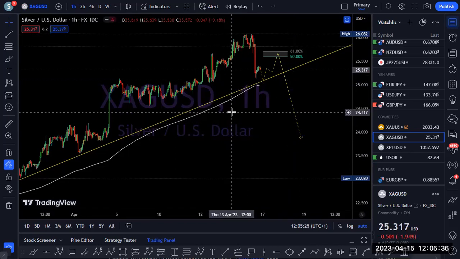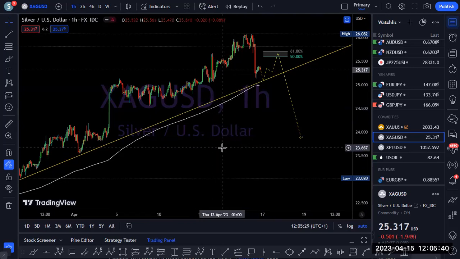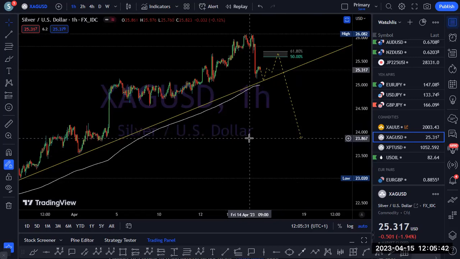In any case, always target a nice structure before you buy or before you sell, so that even if the market turns against you, you lose little. If it goes in your favor, you gain much. That's the essence of trading.